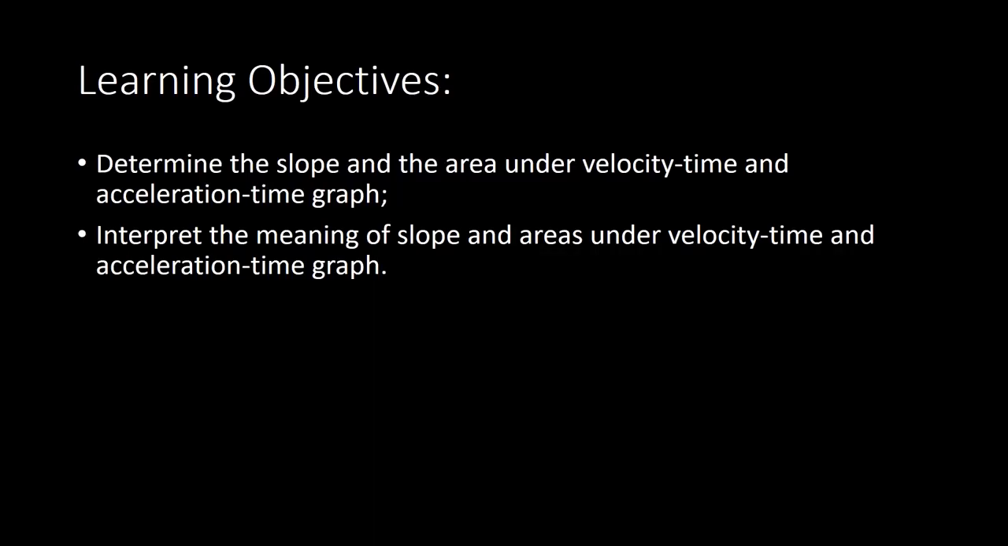Okay, let's go to our objectives. At the end of this lesson, you are expected to determine the slope and the area under the velocity time and acceleration time graph as well as the position time graph. Second, you are going to interpret the meaning of the slope. Take note of the word interpret. I am expecting that at the end of this lesson you can interpret data, or you can interpret the slope of the graph related to motion. And you are also expected to interpret areas under the velocity time graph and the acceleration time graph as well as the position time graph.